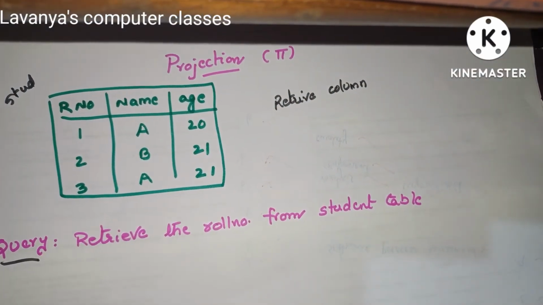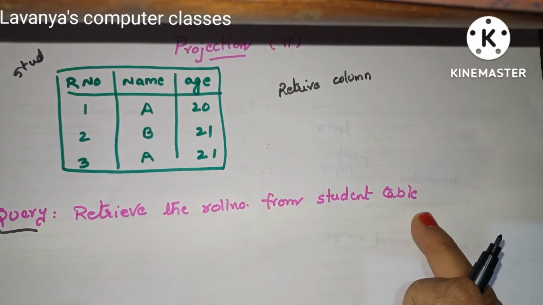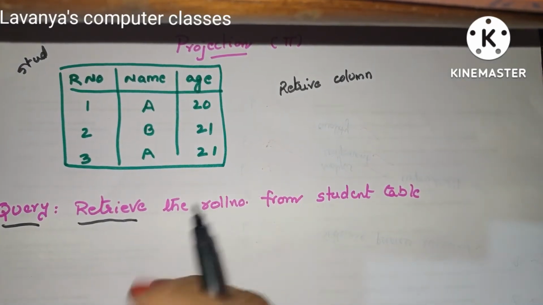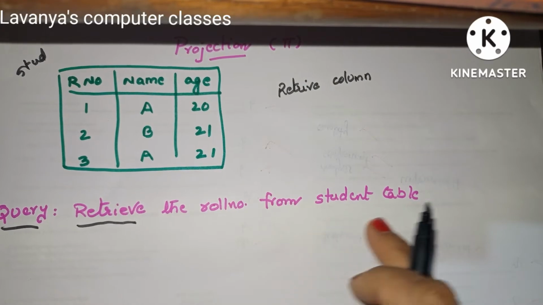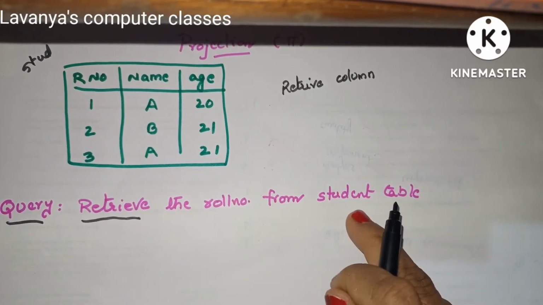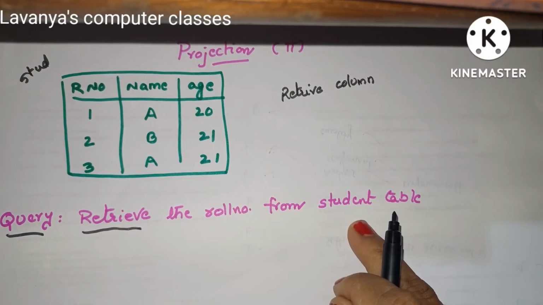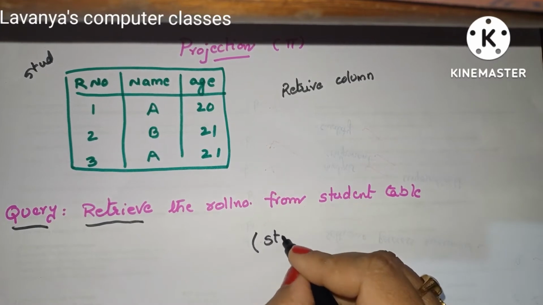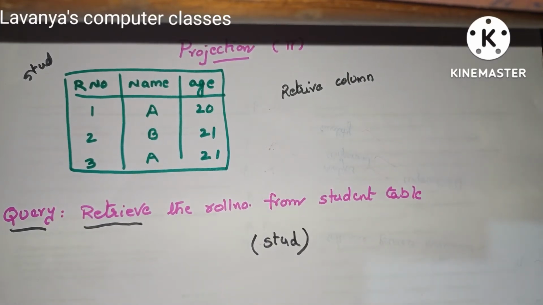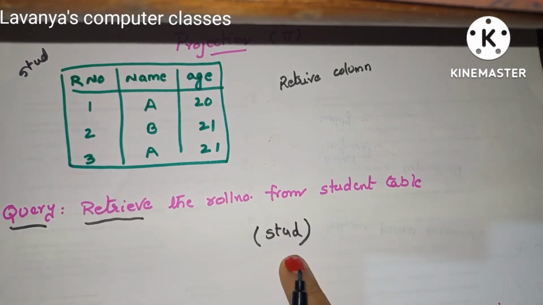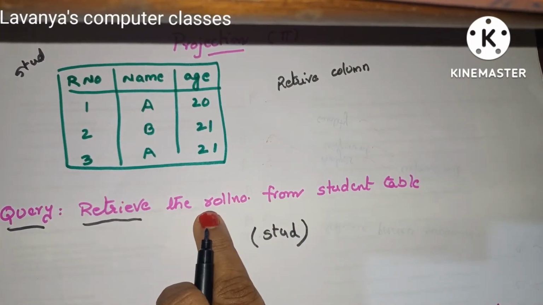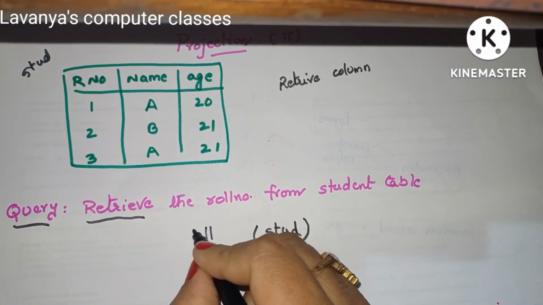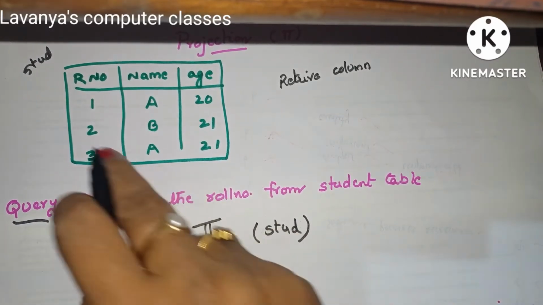The query is: retrieve the roll number from the student table. In the question, it may say retrieve, display, take, whatever it is. Retrieve the roll number from the student table. From which table do we require the information, from where are we taking the information? That is from the student table. So in relational algebra, the table from which I want to take the data is kept in brackets: student table. Which information do we require? That is roll number. What is the retrieval symbol? The retrieval symbol is pi.